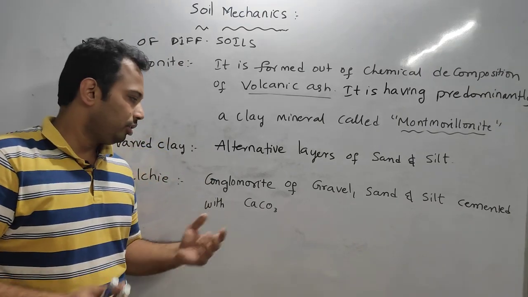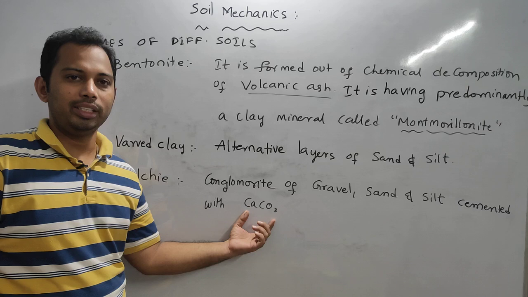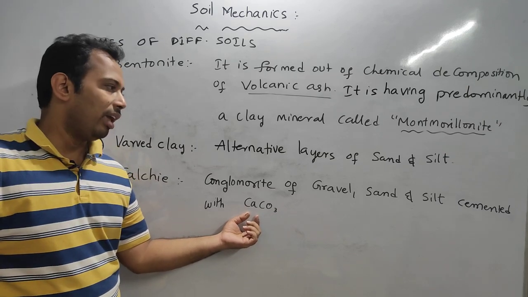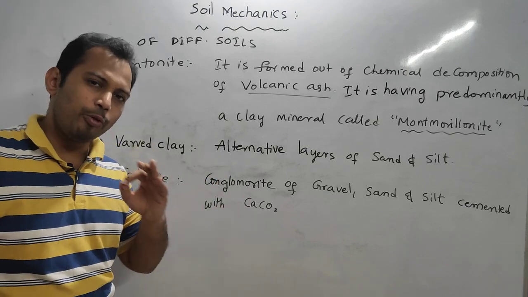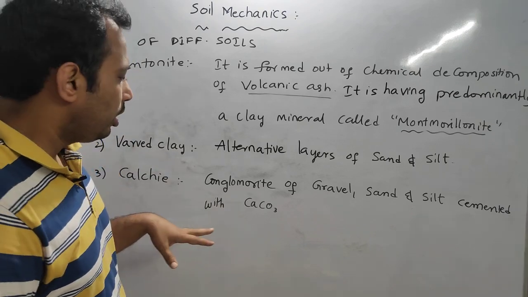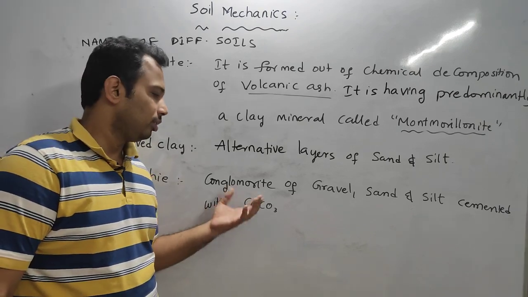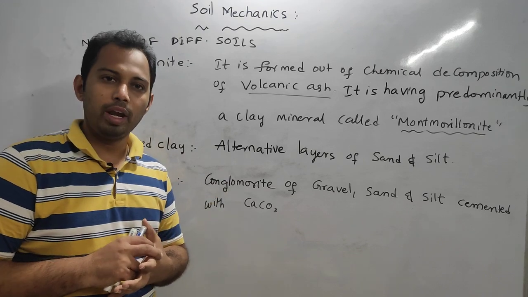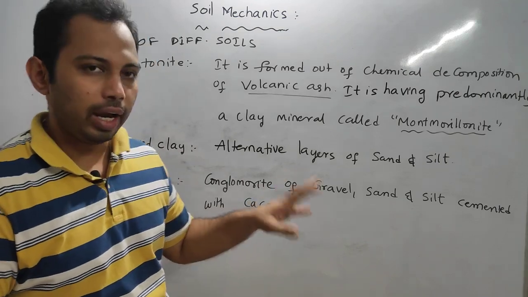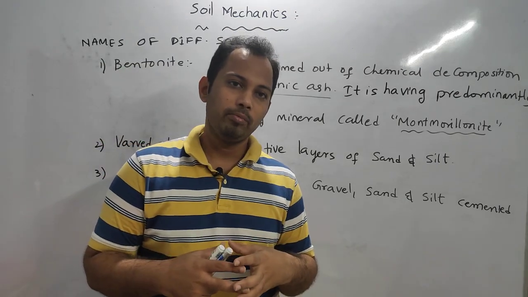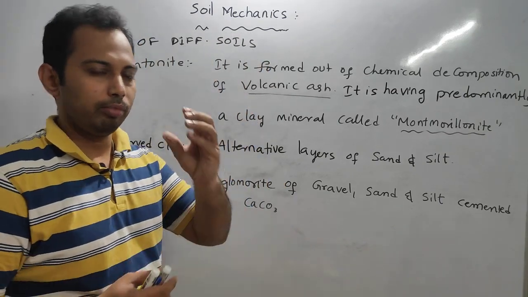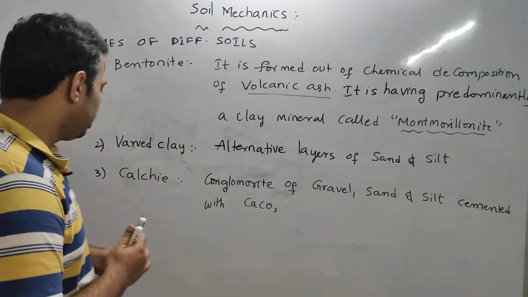Calcium carbonate has lime in it, and lime has a cementing nature. Wherever you find lime, you will find conglomeration there. So here the gravel, sand and silt are cemented with this lime, and they form a kind of small pebbles.